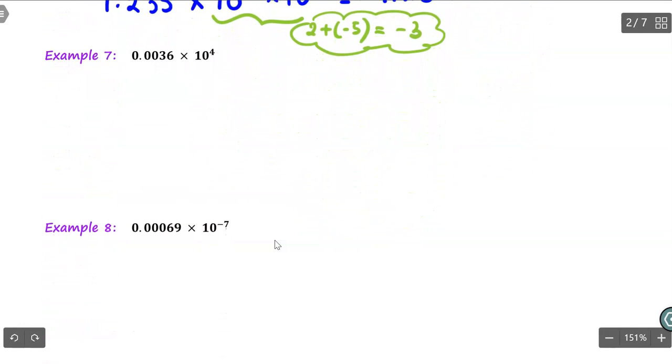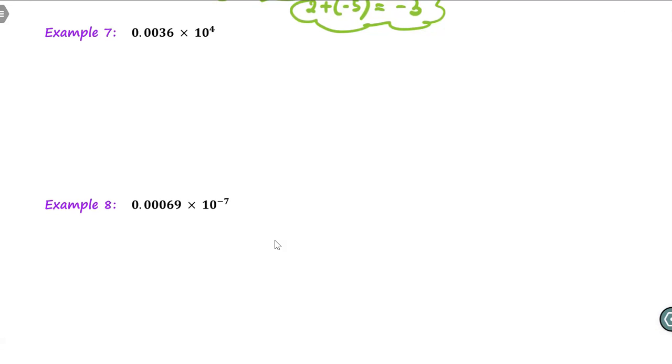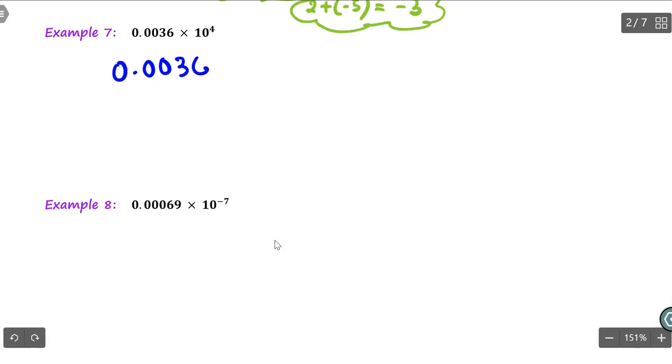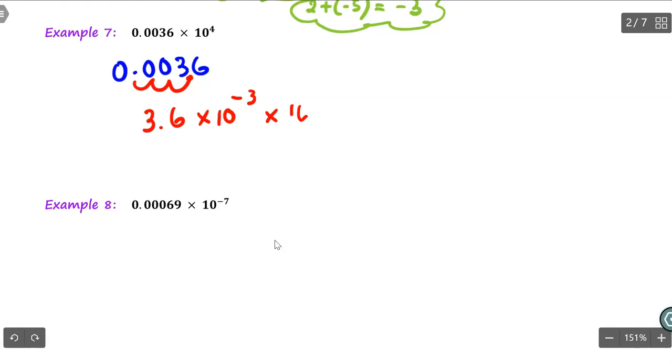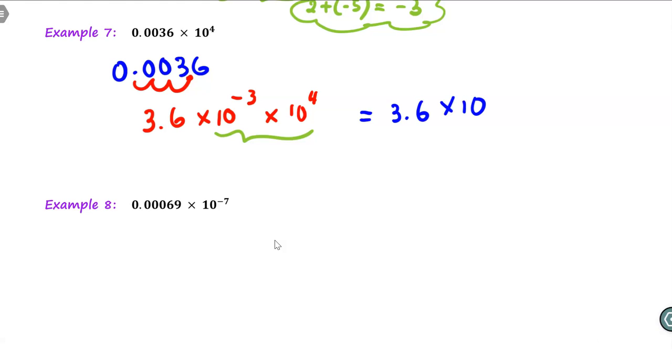Alright, so let's continue on. I have a few examples. So in this case, I have 0.0036. Okay, so I'm going to move the decimal point and place it right after the 3. So I should have 3.6. And in this case, you are moving it to the right. So you will multiply this by 10 to the exponent negative 3. And then rewrite the 10 to the 4 here. Combine these two. Okay, so my answer should be 3.6 times 10 to the exponent positive 1.